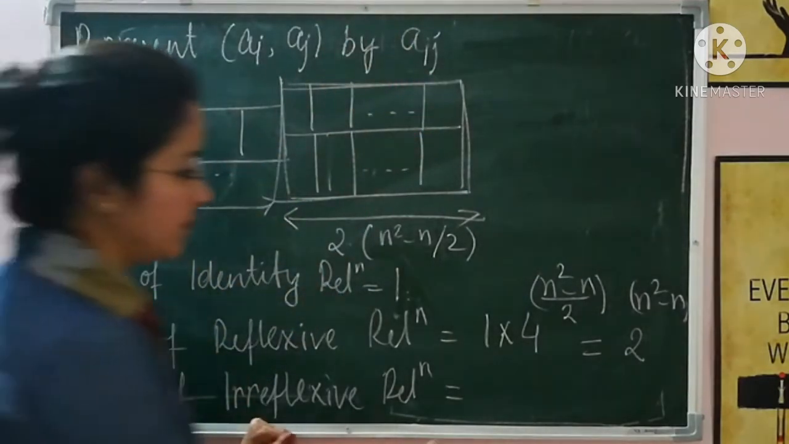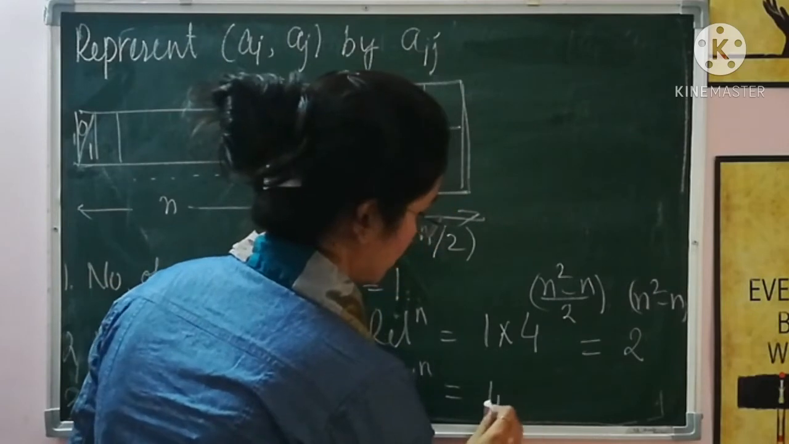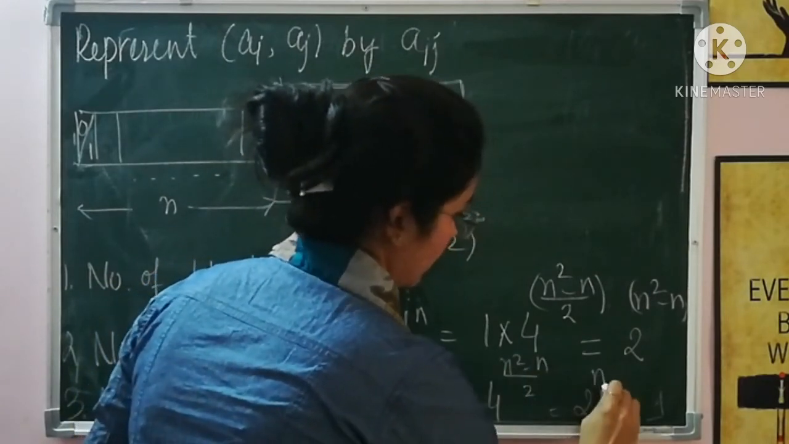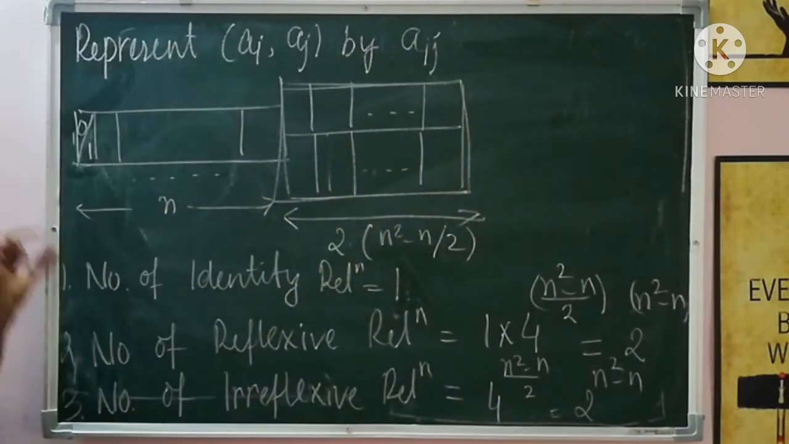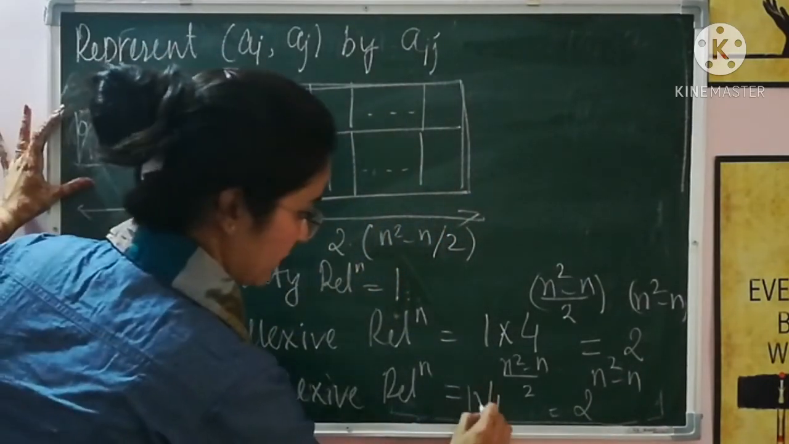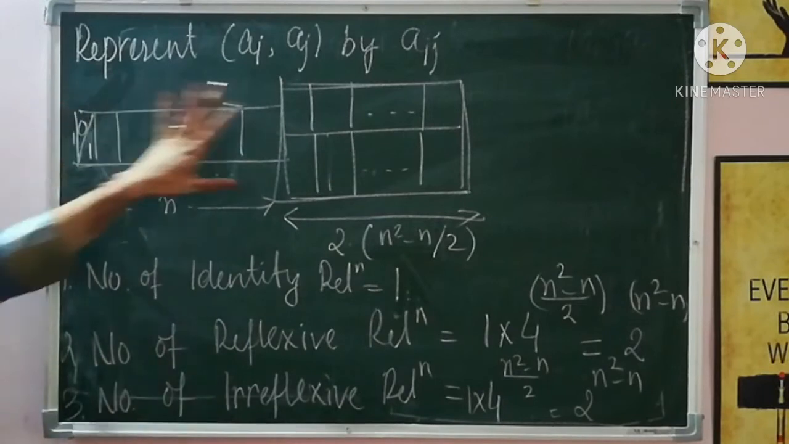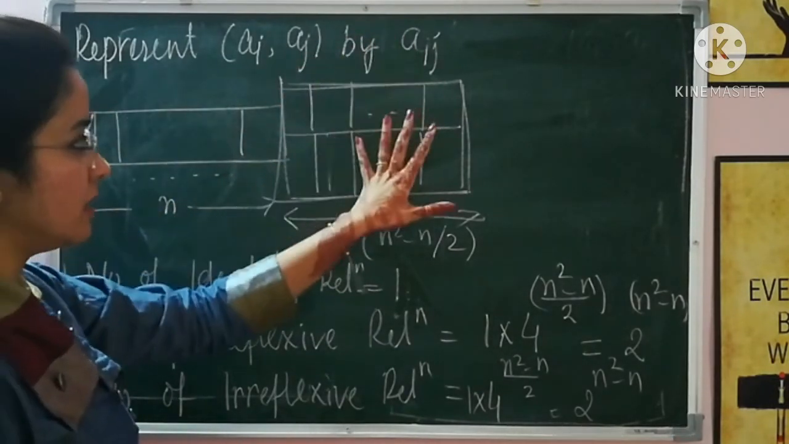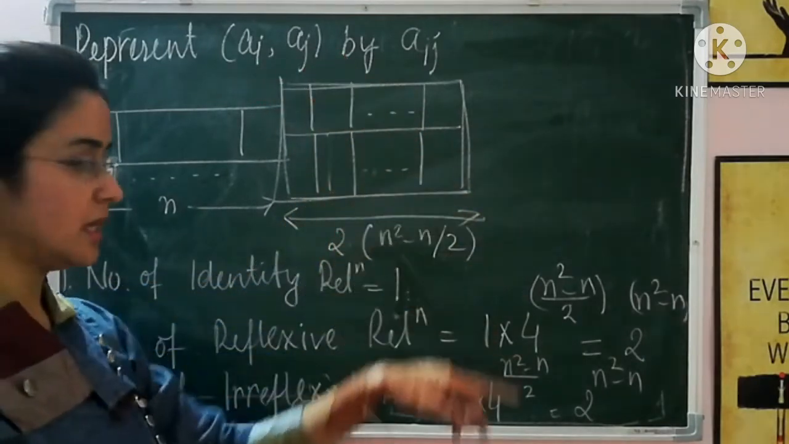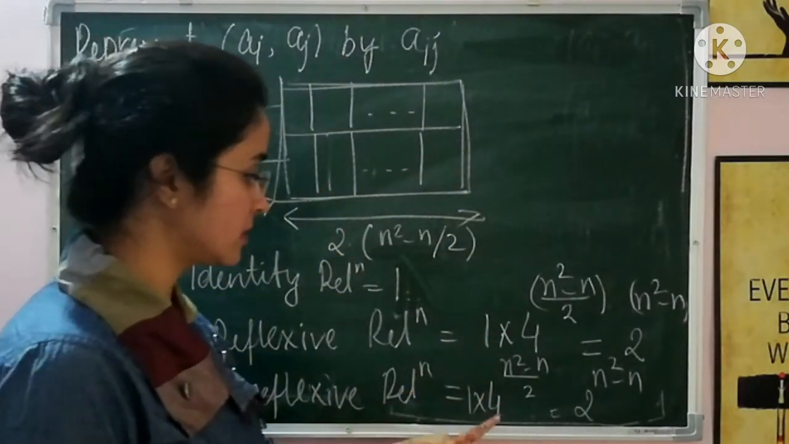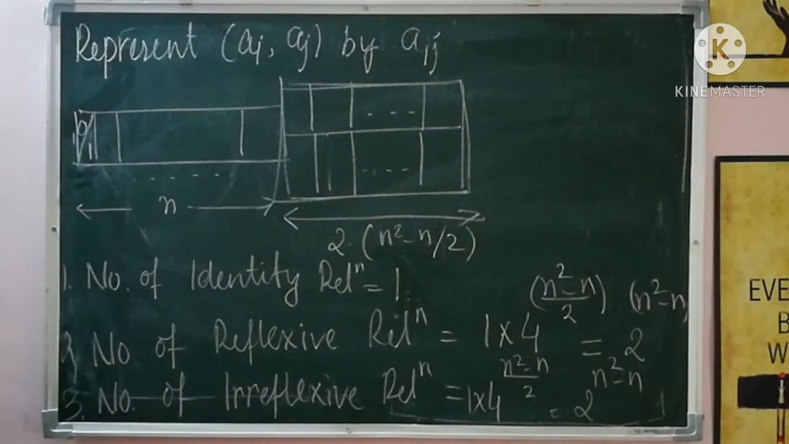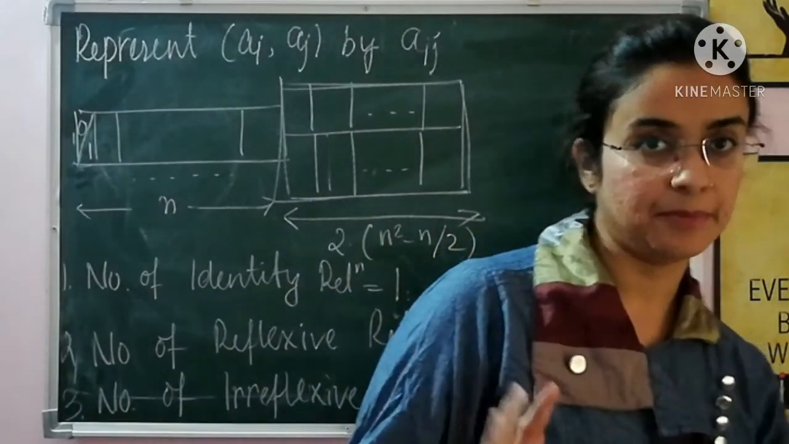So the total number will be 4 raised to the power (n square minus n) by 2, and again this is 2 raised to the power n square minus n. This can be done in one simple way, so 1 multiplied by this, right? I'm not choosing anything, so this is one way. And in this box I have 4 options, and I am counting all of them to get the number of irreflexive relations. So this completes the counting for type A and type B.